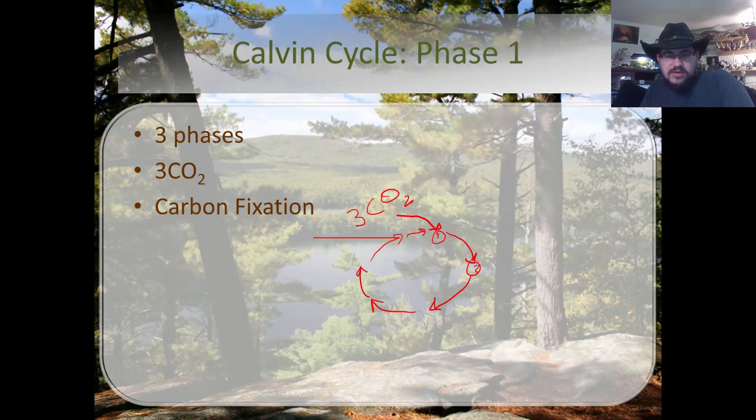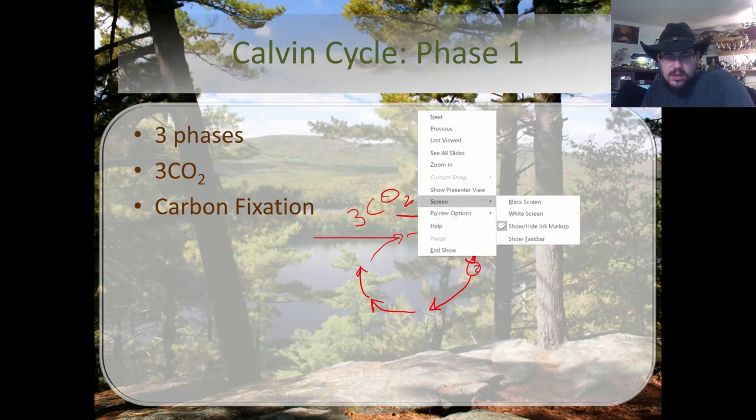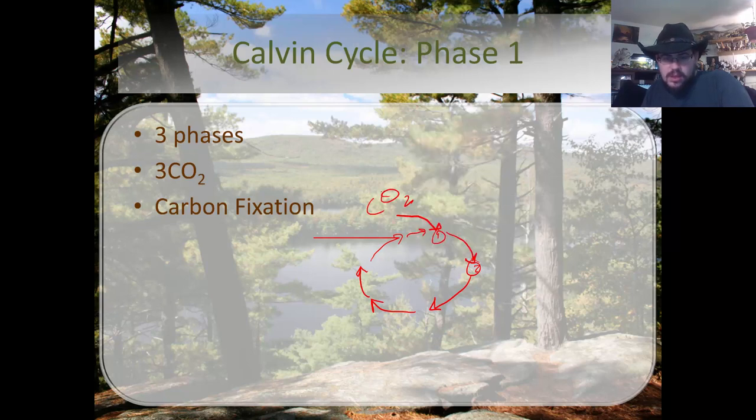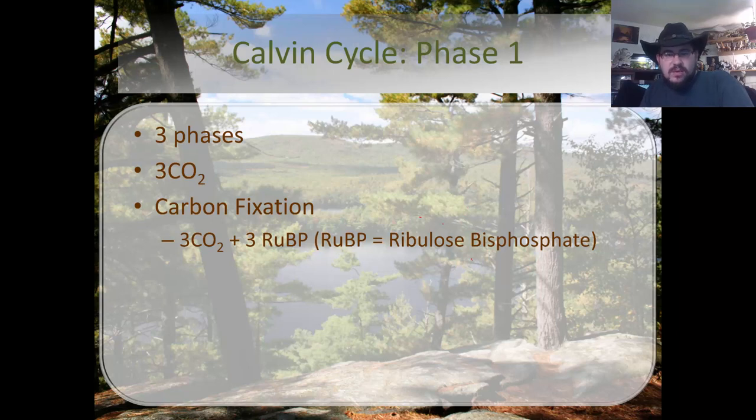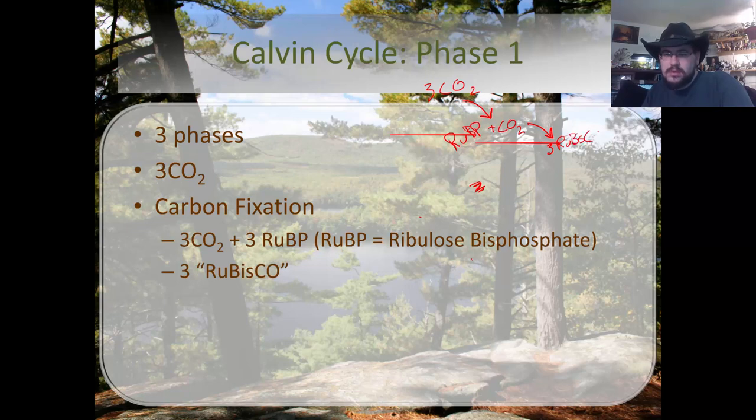So let's clear this off. Right, carbon fixation is where we have carbon dioxide with 3 RUBP. Here's our three carbon dioxide entering the cycle. Ribulose biphosphate is RUBP. RUBP plus CO2 produces 3-Rubisco. You don't have to know what Rubisco is, but we get 3-Rubisco.